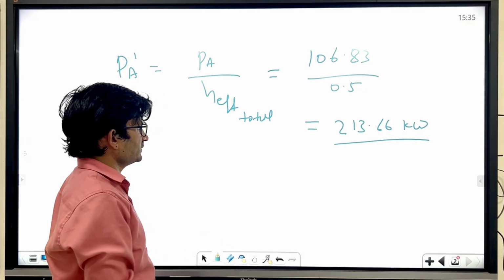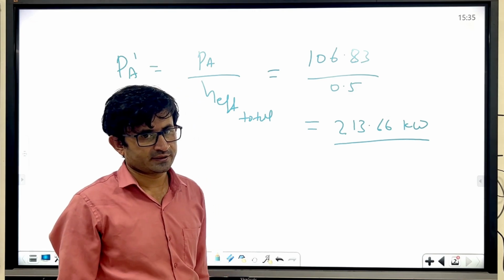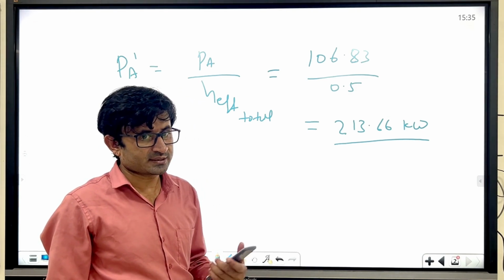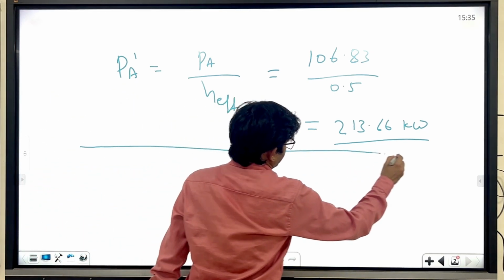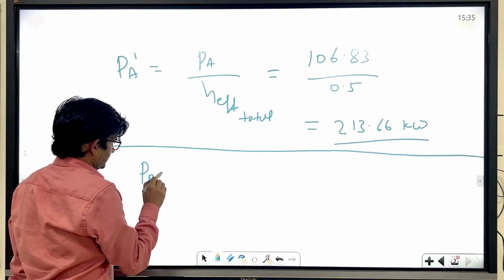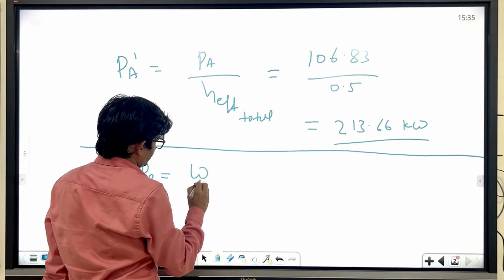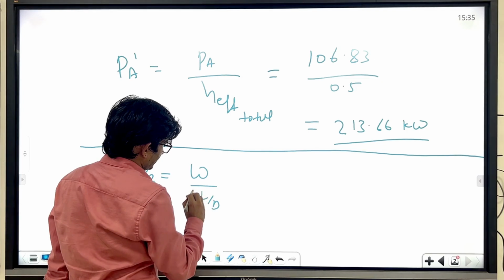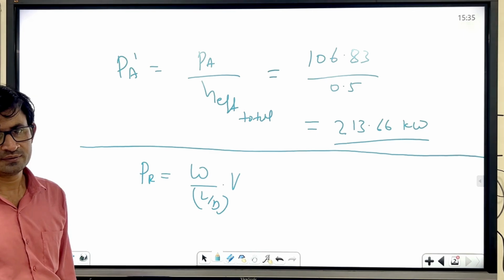Right? So that is nothing but based on the climb you have selected. You can select the engine. Okay. Now, what I said, power required equal to W divided by L by D into V, right? Okay.